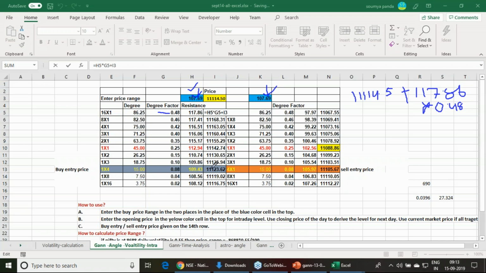So if this 15-degree resistance is lower than the 15-degree support, then you have to go with the midpoint. And after taking the midpoint, you have to compare it with the current price. If the current price is bigger than your 15-degree resistance or less than your 15-degree support, again you have to change this reference price to the current price. It is a very roundabout way. To make it very simple, I just made this thing.